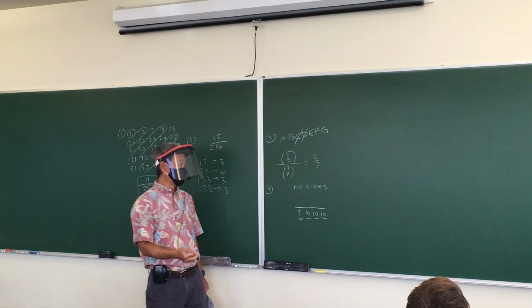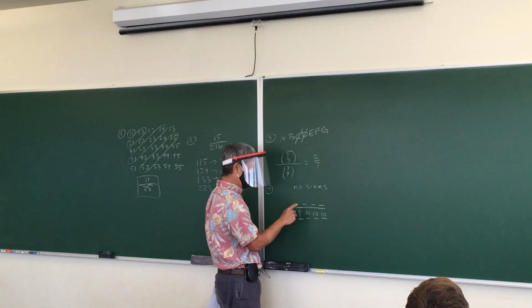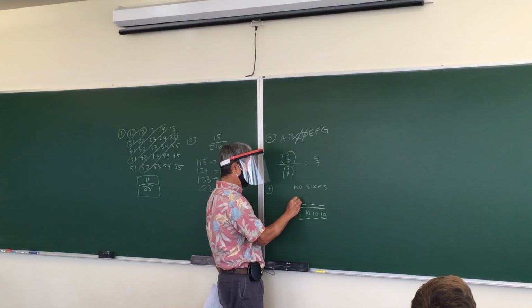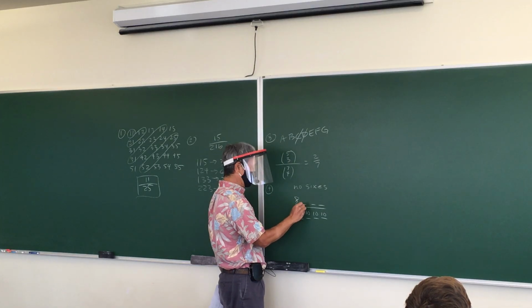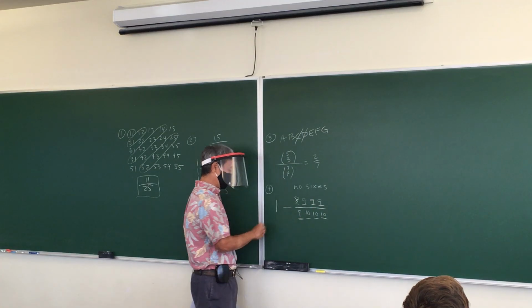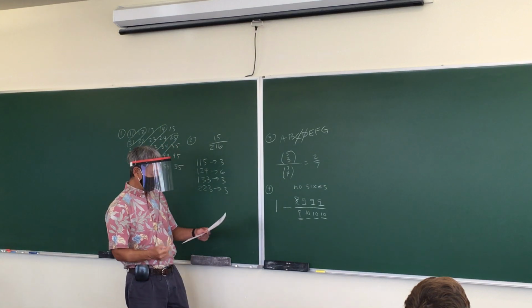But how many of them have no 6s? Well, how many choices do you have for the first digit? Anything except the 0 or the 6. Then anything except the 6, anything except the 6, anything except the 6. And then just subtract that from 1. And that's your formula. And then you just gotta compute that.